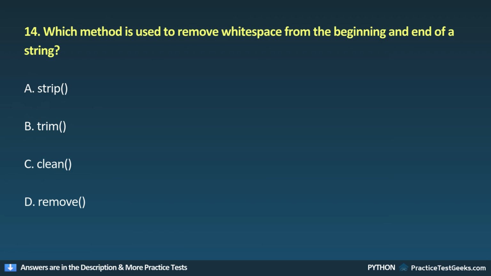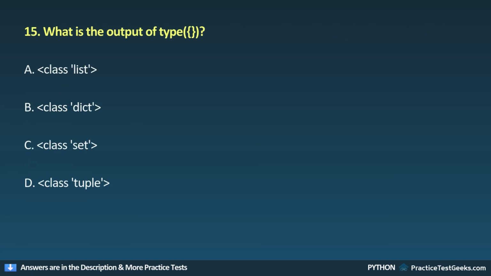A. strip. B. trim. C. clean. D. remove. 15. What is the output of type? A. class list. B. class dict. C. class set. D. class tuple.